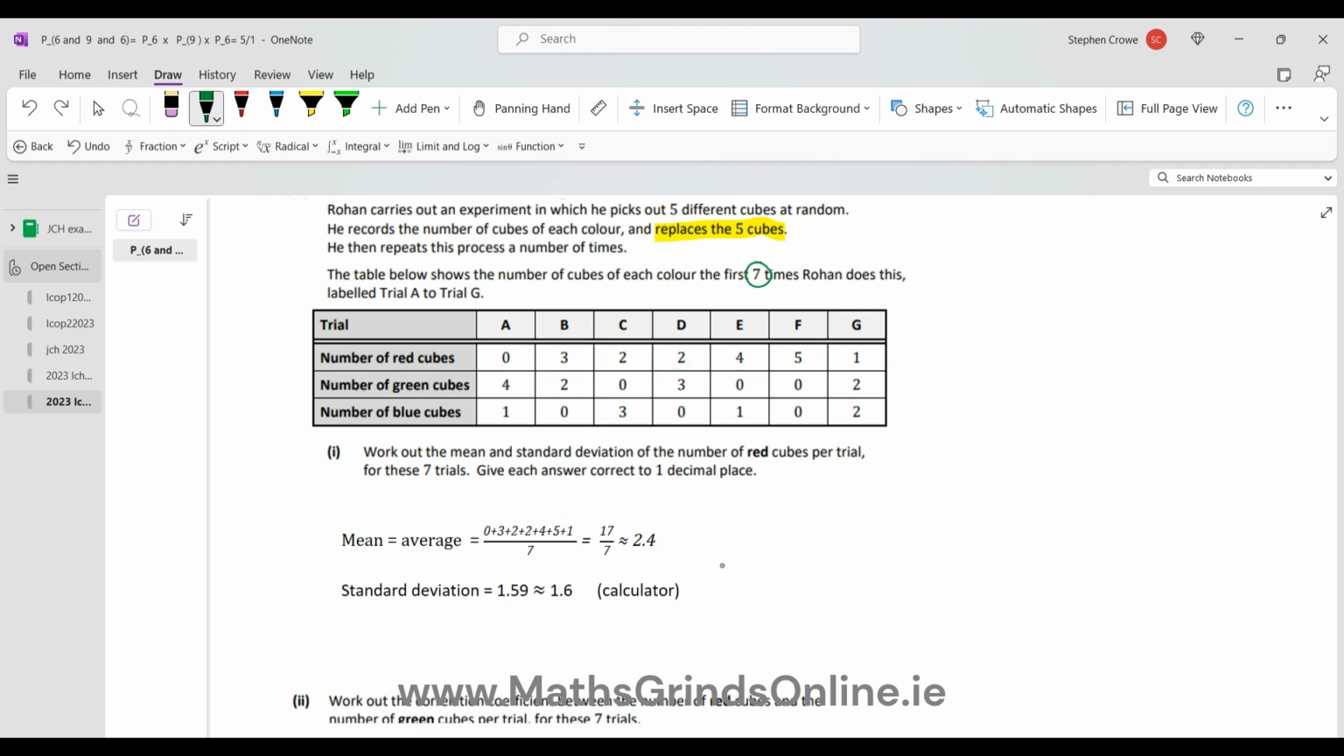Add them all up, it's 17 divided by 7, which is approximately, it says to one decimal place, 2.4 rounded. The standard deviation then is the second one. This is a calculator function, and I got 1.59, which is approximately 1.6. The nature of doing these through a screen recording makes it very difficult to show how you do this. So I have the answer written down there, and it's the standard deviation function in your calculator.